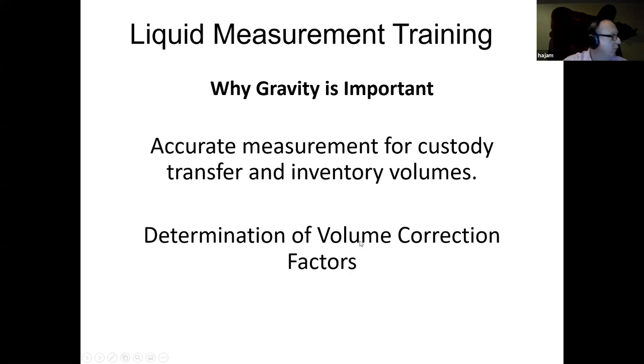Why is gravity so important? Accurate measurement of custody transfer and inventory volumes. Without gravity, we cannot establish a CTL correction factor for temperature of the liquid, and therefore that has to be determined for any volume inventories or custody transfer. So determination of volume correction factors is a primary use of gravity and temperature. Without those two, we cannot have a volume correction factor for the effects of temperature.